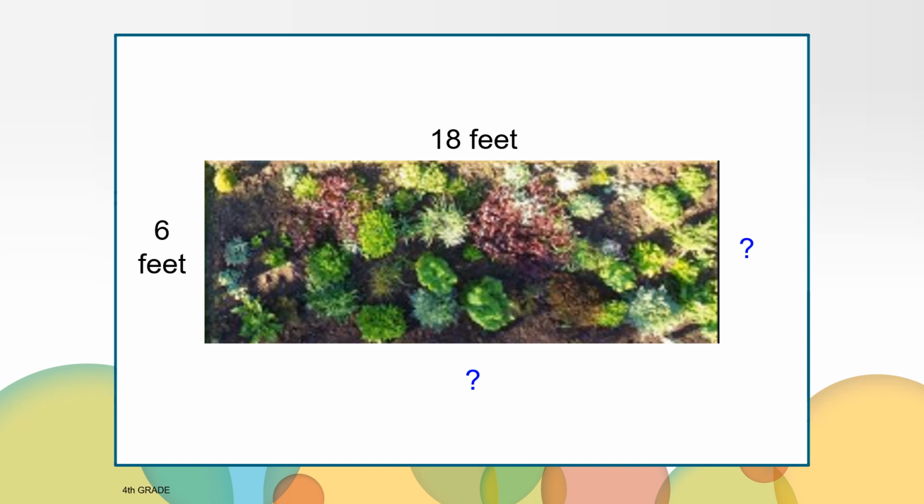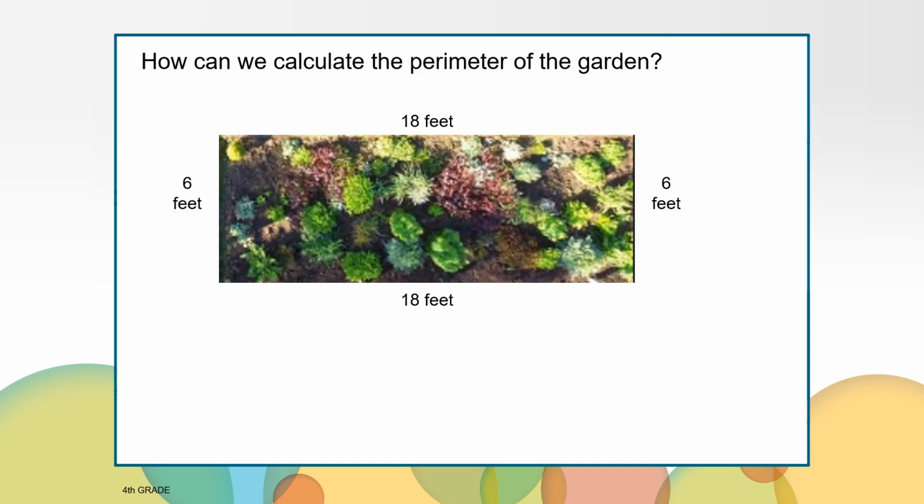You have learned previously that opposite sides of a rectangle are equal, so the long side must be 18 feet and the shorter side must be 6 feet. Now that we know the dimensions of the entire garden, how might we calculate the perimeter of the garden? Remember, perimeter means the distance around the outside of an object.